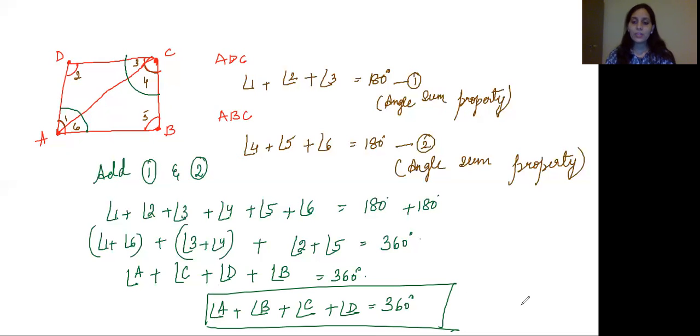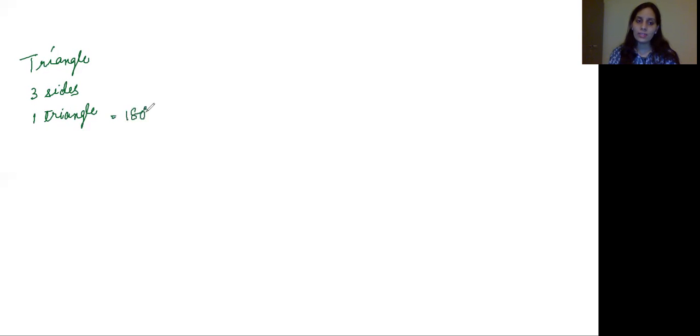Right? Now, moving forward, I would like to explain a very basic, very important and interesting pattern that we have seen till now. So let me take a triangle. How many sides do we have? 3 sides, and 1 triangle. And we also know that the angle sum property is always equal to 180 degrees, correct? All right. Now let us take a quadrilateral.